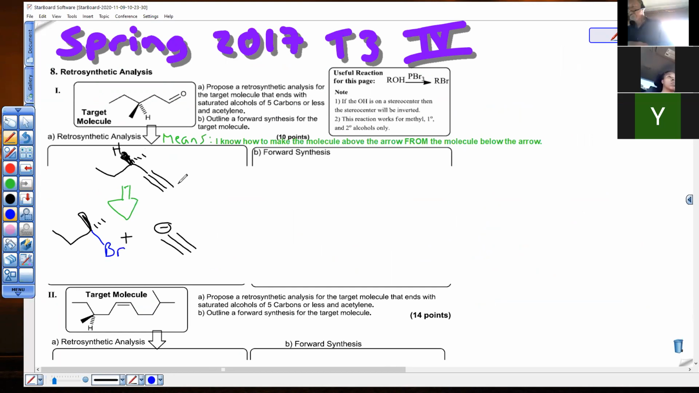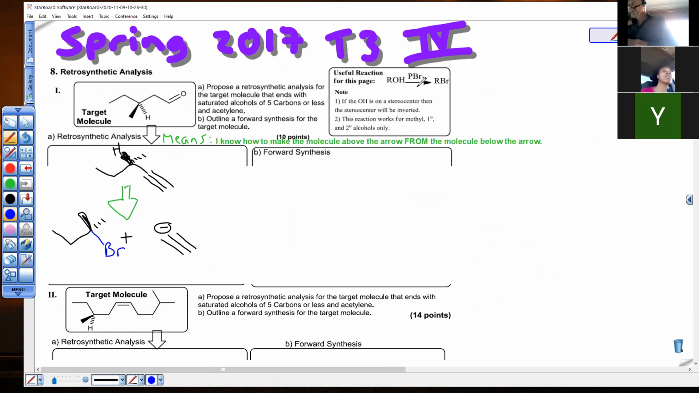If you look at this question very carefully, it says we're starting with alcohols of five carbons or less. So why did I put an alcohol there? Well, good reason. You can't have OH leave. OH minus is not one of my leaving groups. Br minus is, and it's on this list.